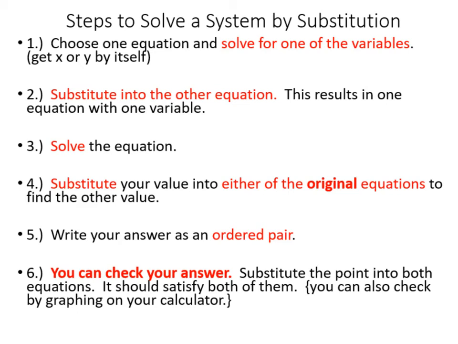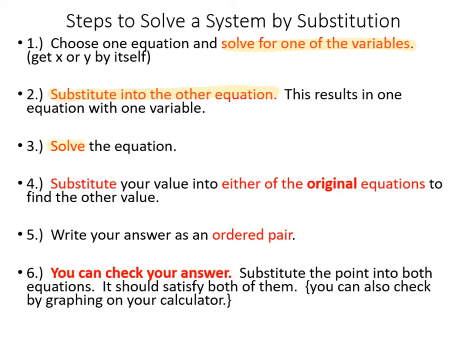In this video, we will continue to learn about solving systems of equations by substitution. First, let's review the steps. The first step is that you need to choose one equation and solve for one of the variables. So solve to get x or y by itself. Then you're going to substitute this expression into the other equation. This results in one equation with one variable.